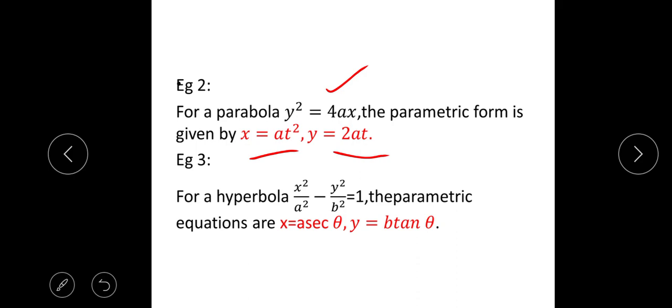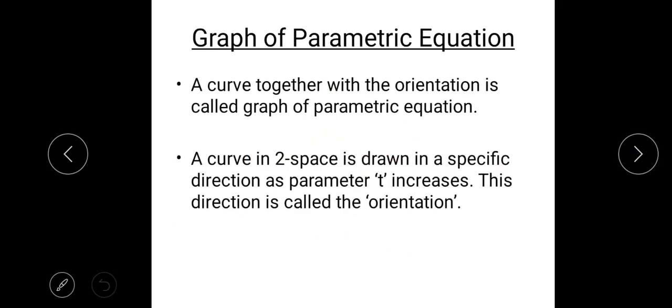So these two equations together, when we are drawing the graph of these two equations, you will get a parabola which is same as y square is equal to 4ax. Now let us take the third example. For a hyperbola, we know the equation x square by a square minus y square by b square equal to 1. This is the Cartesian form of hyperbola, and whose parametric equations are x is equal to a sec theta, y is equal to b tan theta. So these two equations together is called the parametric equation of a hyperbola.